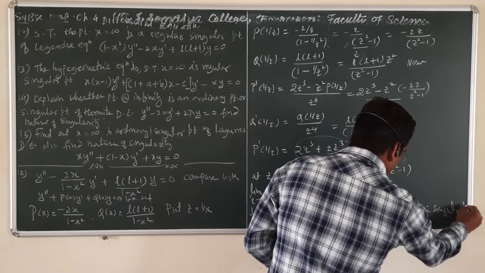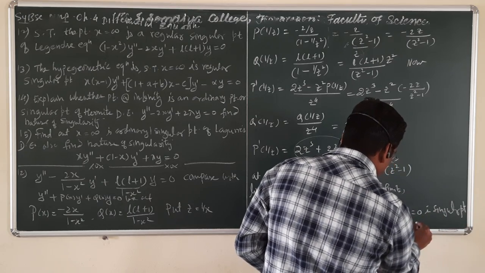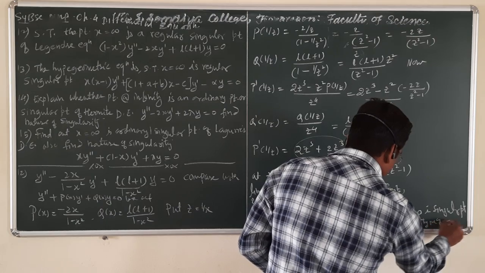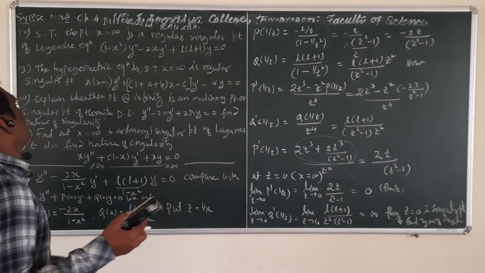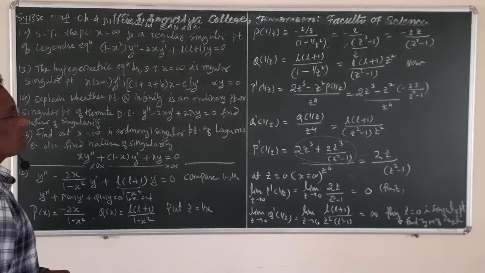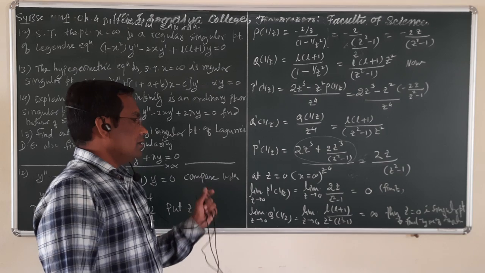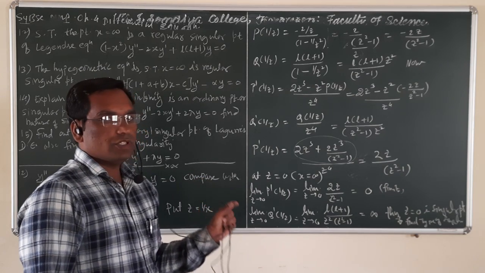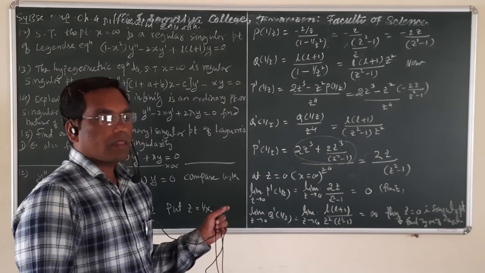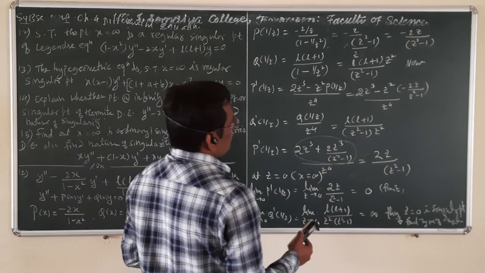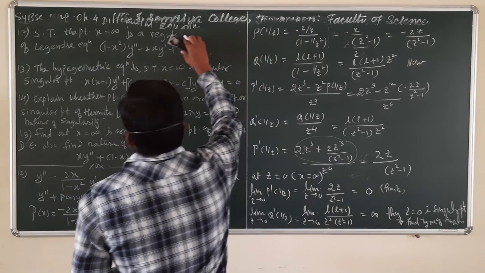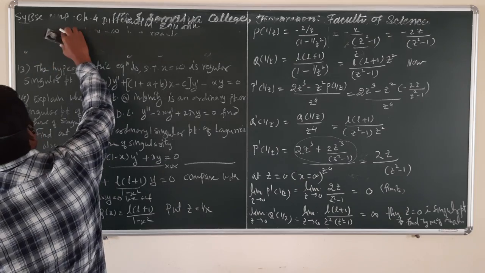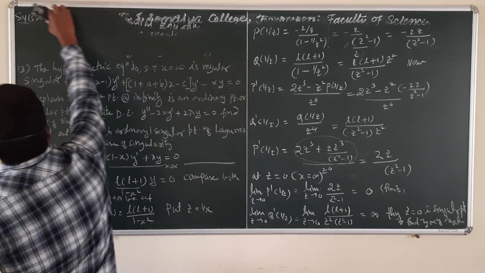Now to find the type of singularity, we know how we will find out the type of singularity. For finding the type of singularity, we have to take the limit as z tends to 0. To find out the type of singularity, I will rub this out. We solved this problem number 12, that's why I will rub this out.